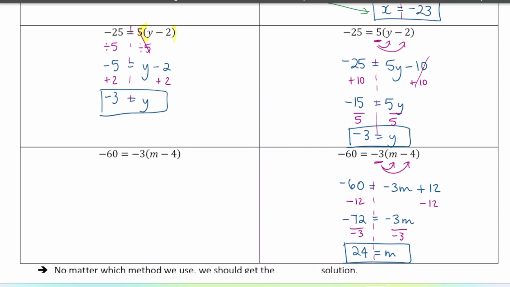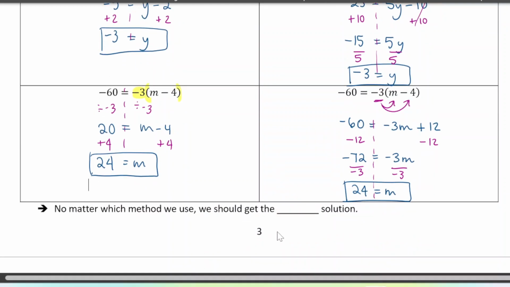And finally, we have -3 being multiplied with m minus 4, so we can get rid of that -3 by dividing by it, the opposite operation. So we'll be left with 20 equals m minus 4, and then we do the opposite of subtracting 4, which is adding 4. You get 24 equals m, the same solution we got using distribution.